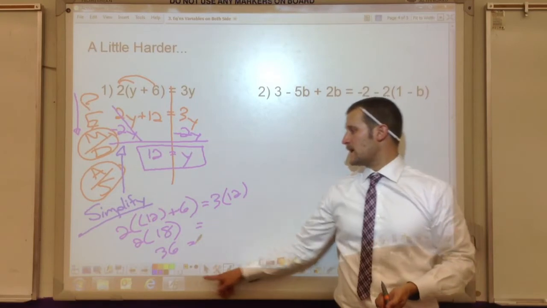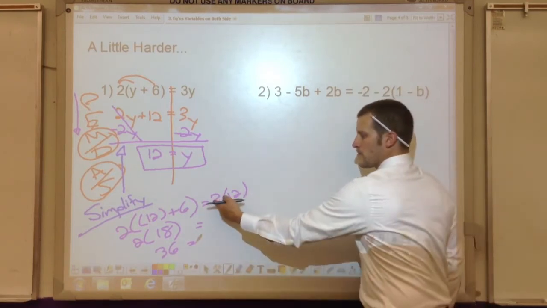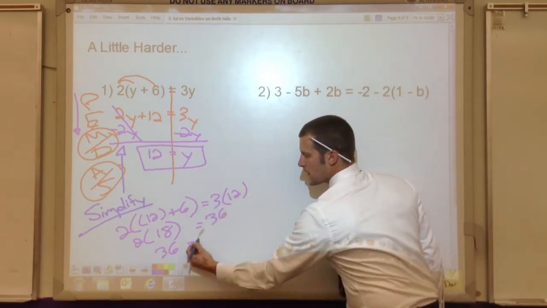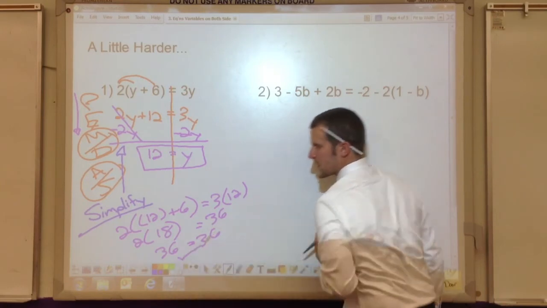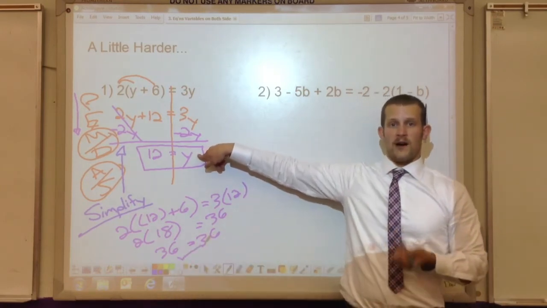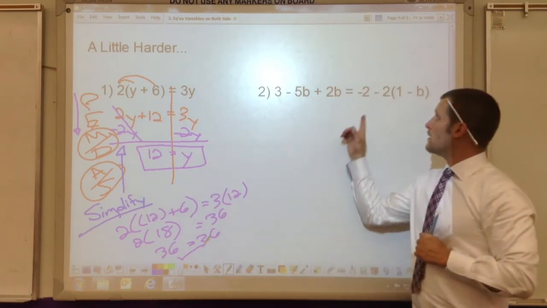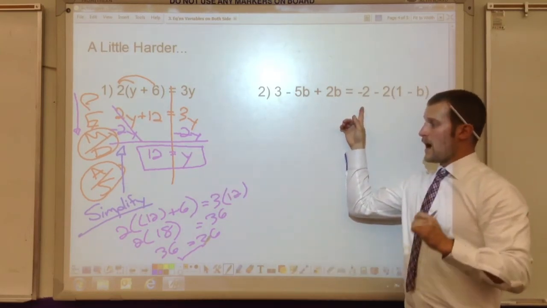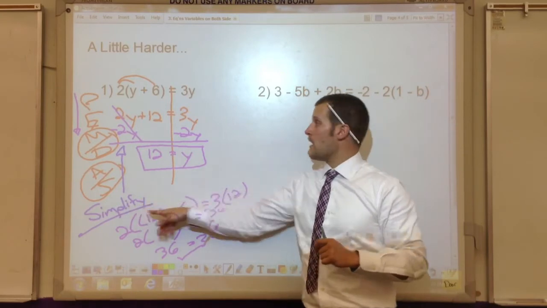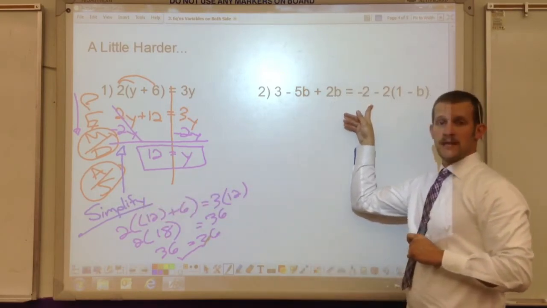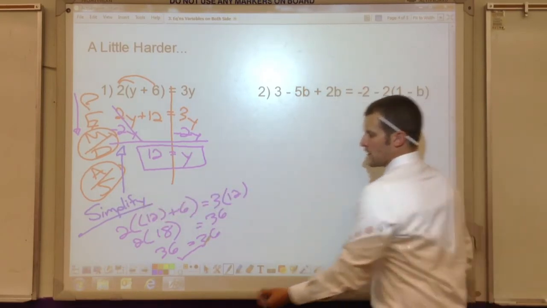I've done the left side, let's do the right side. 3 times 12 is 36, and I'm done. It checks out, and I know that I have 100% on this question. Next one. Again, I'm going to start with simplify. I'll simplify everything I possibly can, and then I'll continue on.